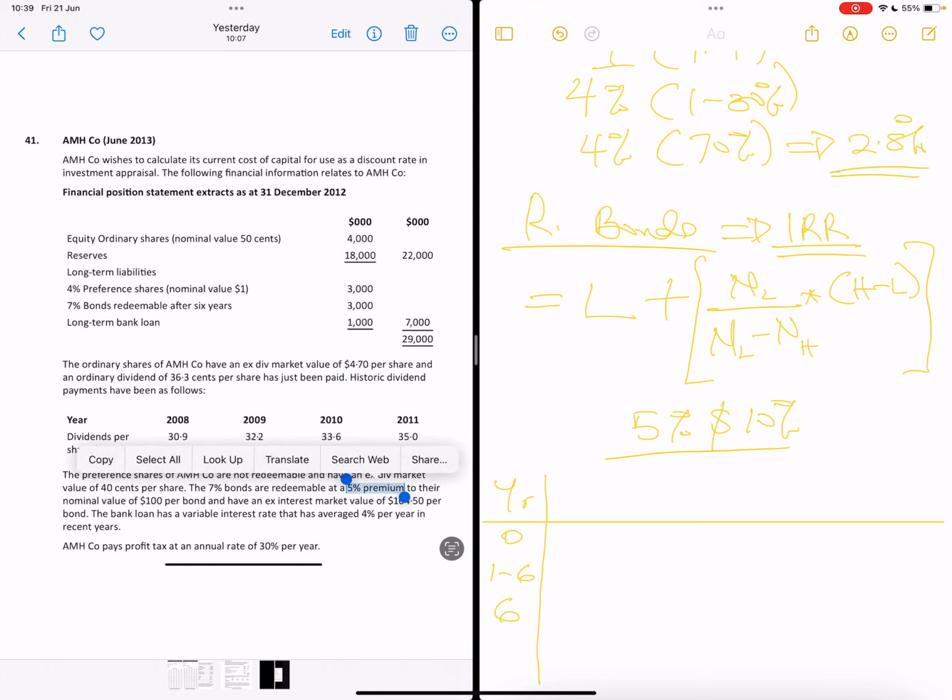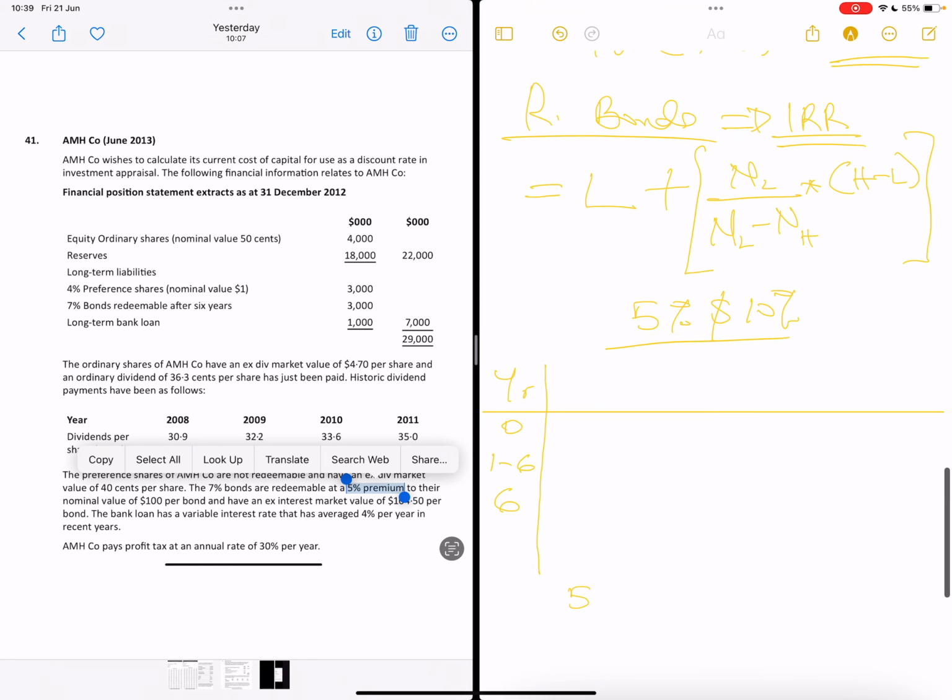5% premium means you are going to get additional 5% on par. So 5% on par is 5%. So if you say 5% on par, par is always 100. So 5% of par is equal to 5. So if you are getting 5 premium, it means that you're going to get that in addition to the 100 of par. So in total, you get 105 at redemption date. So that's the cash flow at redemption date.